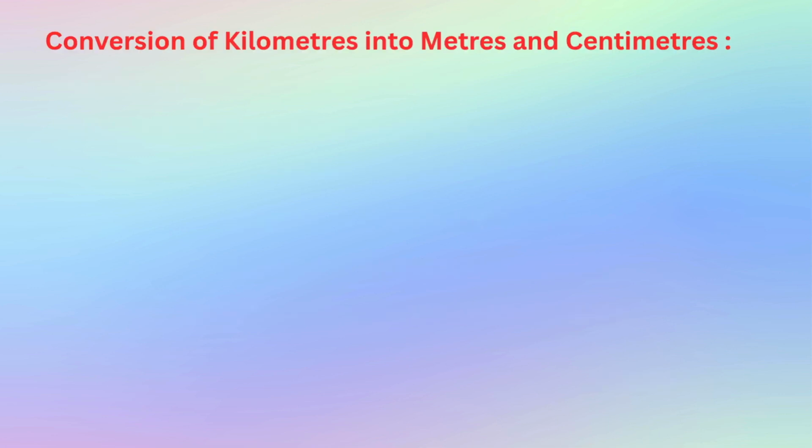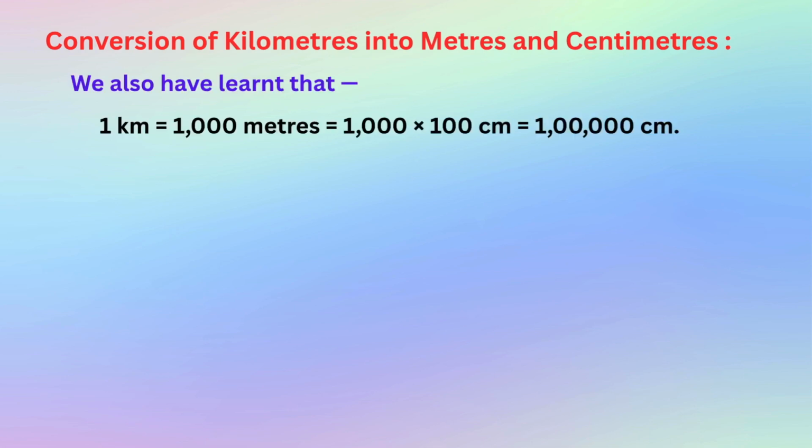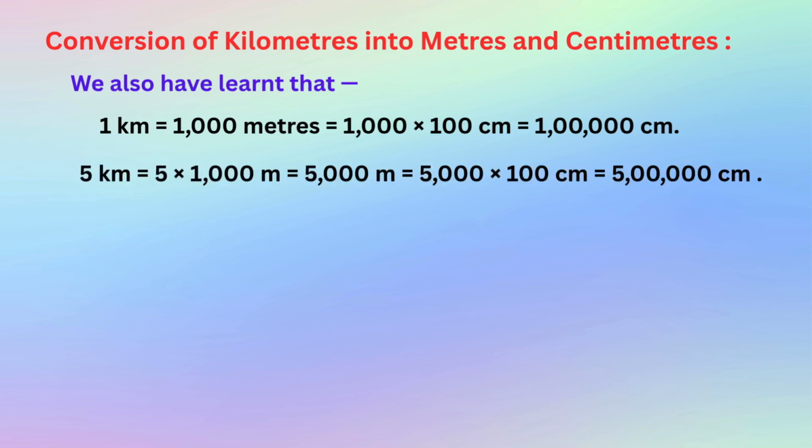Conversion of kilometers into meters and centimeters. We have also learned that 1 kilometer equals 1,000 meters equals 1,000 times 100 centimeters equals 1 lakh centimeters. 5 kilometers equals 5 times 1,000 meters equals 5,000 meters equals 5,000 times 100 centimeters equals 5 lakh centimeters.